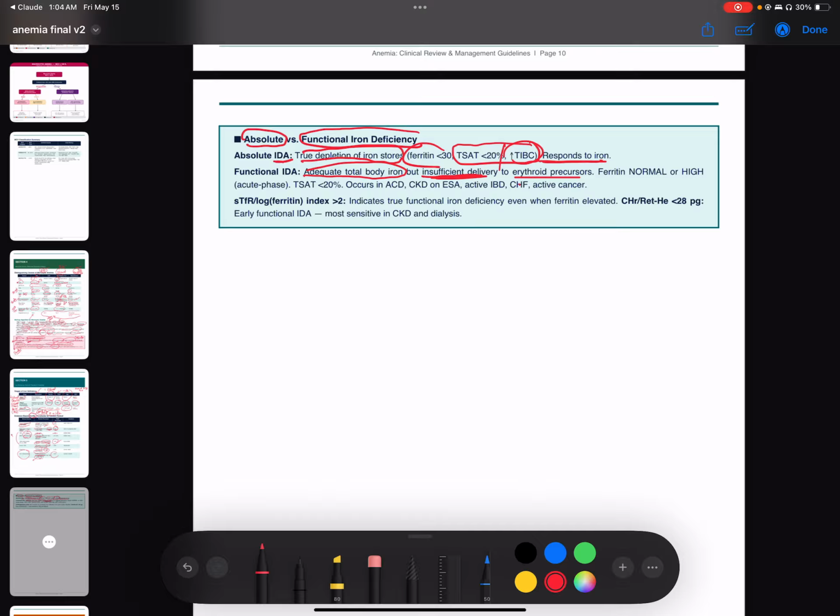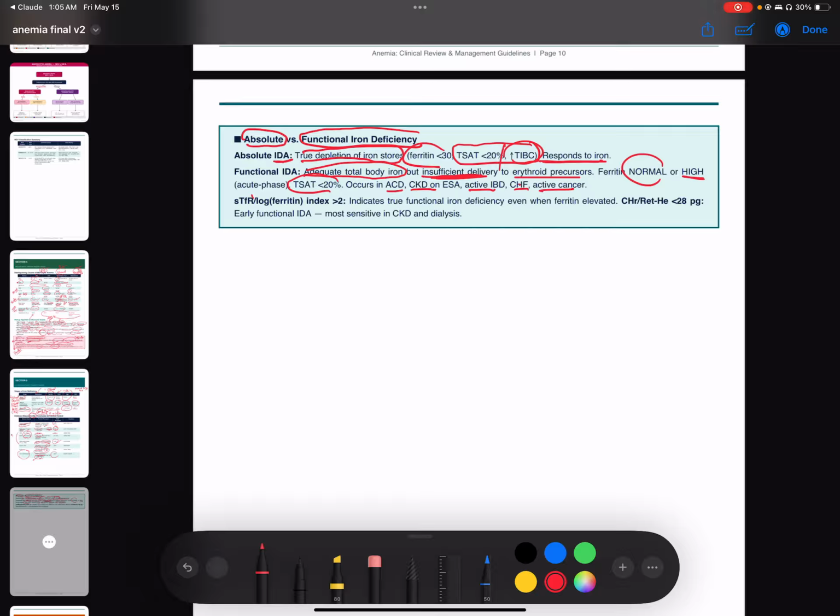And in that case, the ferritin can be normal or high, so you need to rely on other markers like the transferrin saturation. Sometimes even if you have normal or high ferritin and the TSAT is below 20, that can be a diagnosis of iron deficiency anemia. And this can happen in anemia of chronic disease, CKD, active IBD, CHF, and active cancer.